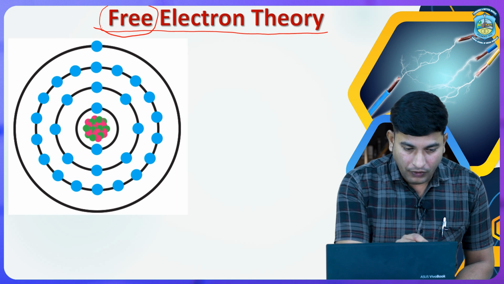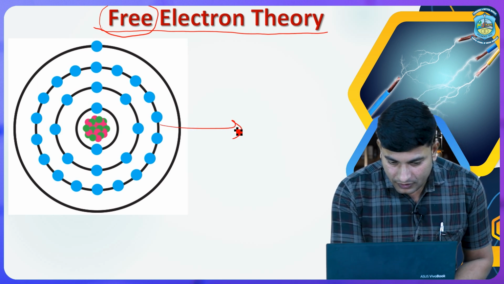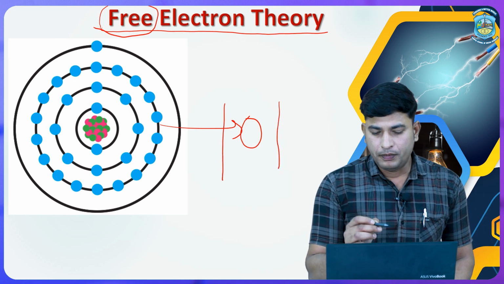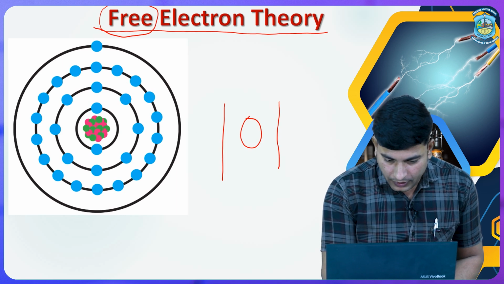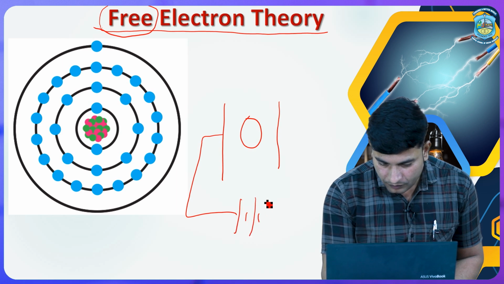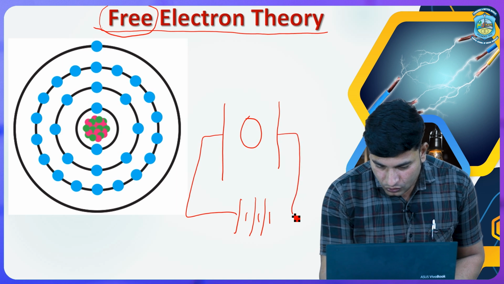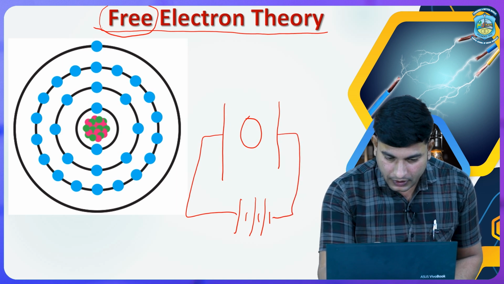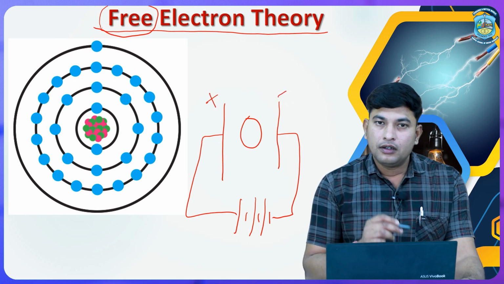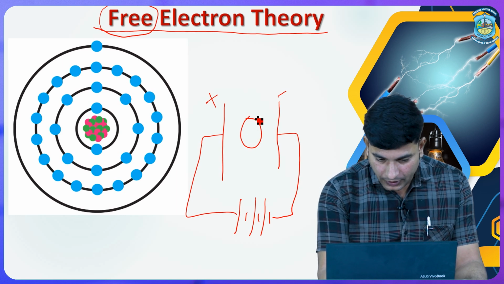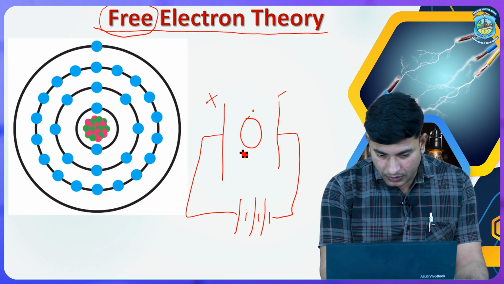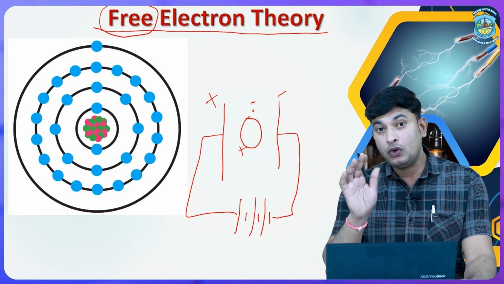How? See, for example, we are putting this atom inside a box, we can say. See this box, and we have connected this box with a positive battery terminal and a negative one also. So we can say that these are the two electrodes we have taken, the positive one the anode, obviously, and the negative one we have taken as the cathode. Obviously this atom is there, and this is the free electron we have.